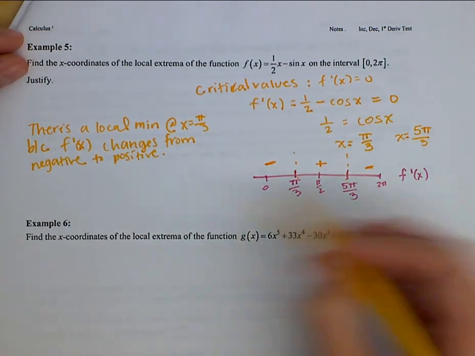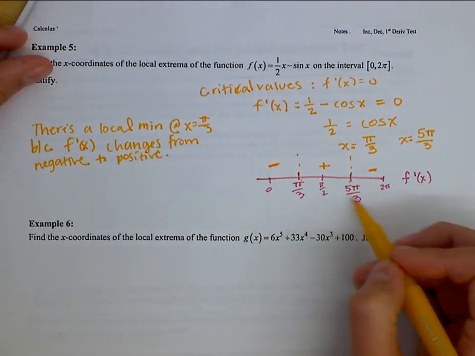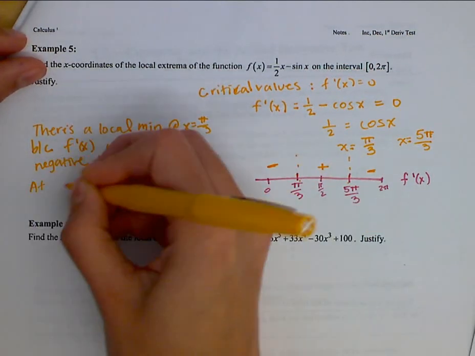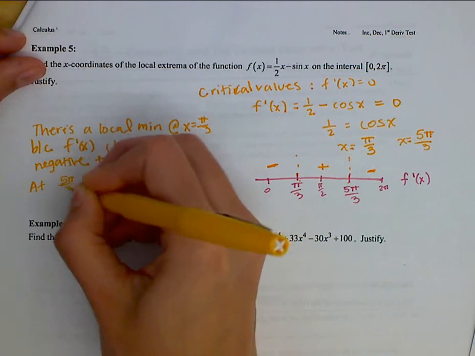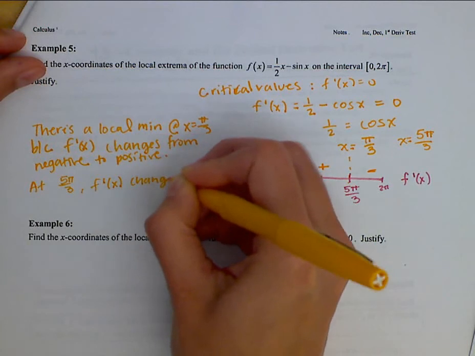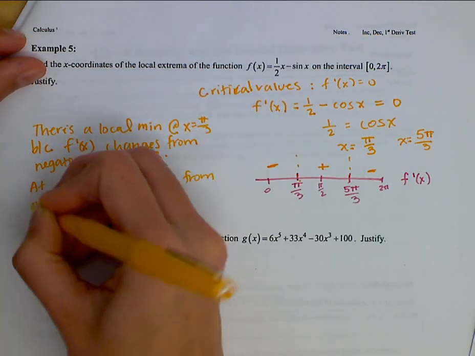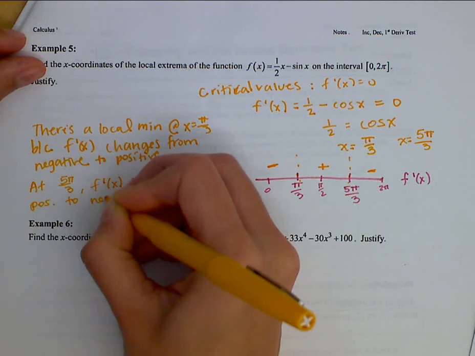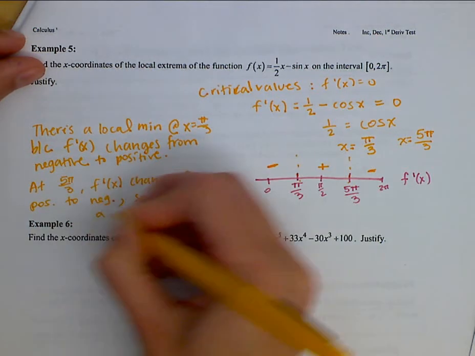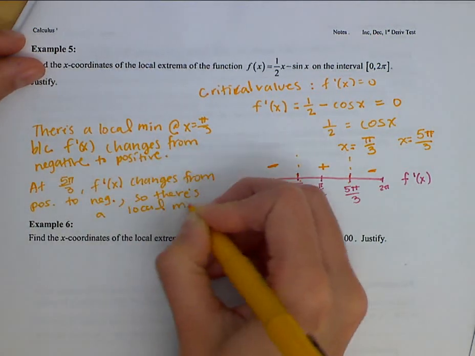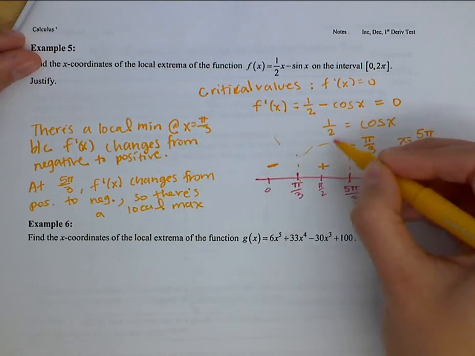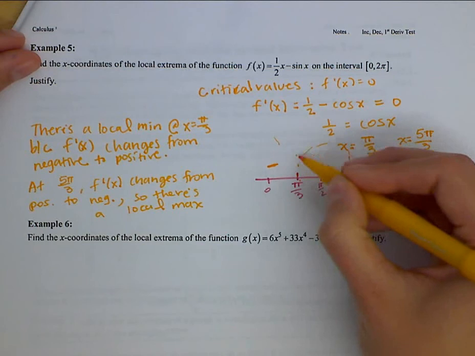Another way we could word it for this one, so here's my other critical value, 5 pi over 3, we could say at 5 pi over 3, f prime of x changes from positive to negative. So there's a local max. Okay, so it's going from negative, and then it turns to positive, and then it's going to negative again. So there's the minimum and then the maximum there.